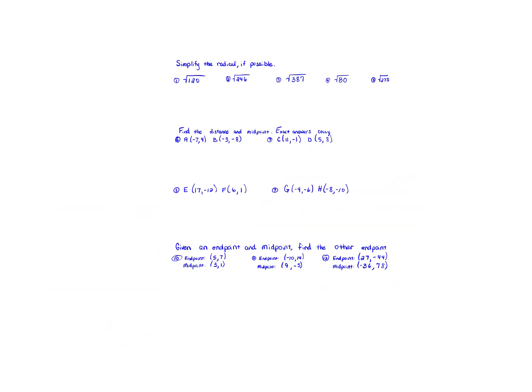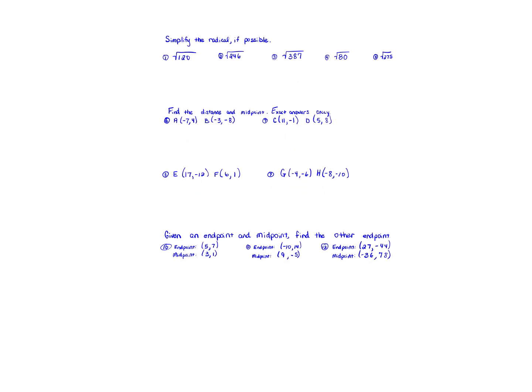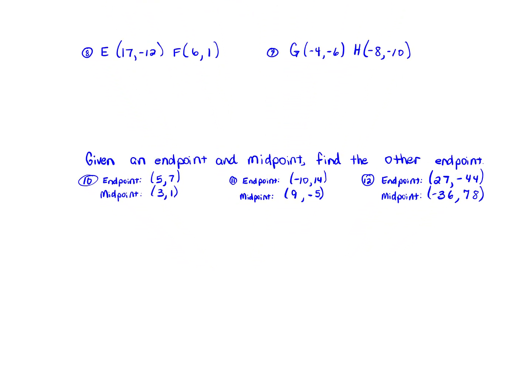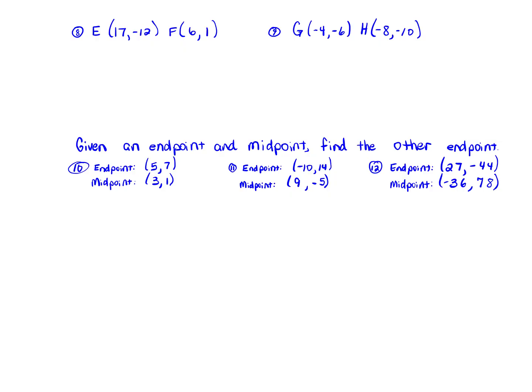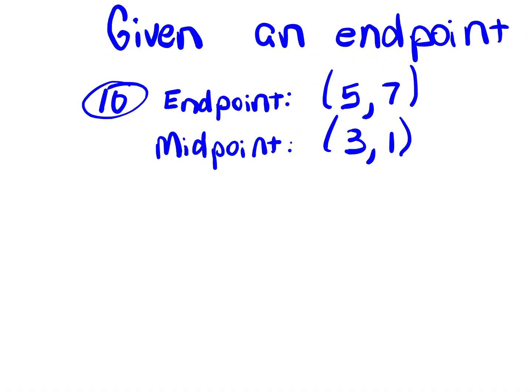The beginning of the homework is just practice simplifying radicals. Then it has find the distance and midpoint for the middle section. So for those 4, you have to find both the distance and the midpoint. Then the last 3, it says given an endpoint and a midpoint, find the other endpoint. So looking at number 10, here it gives us the midpoint and an endpoint. We have to find the other endpoint.